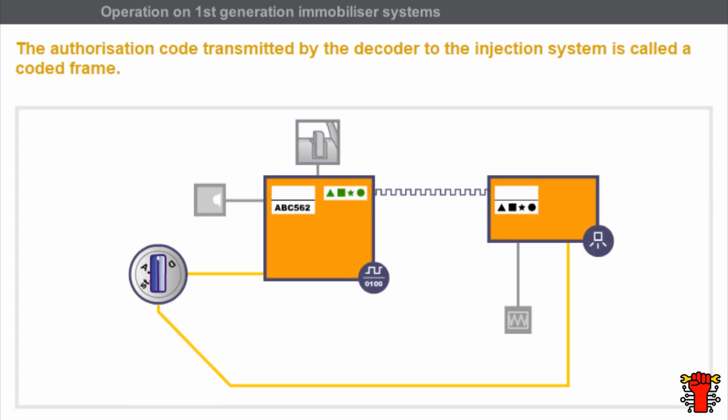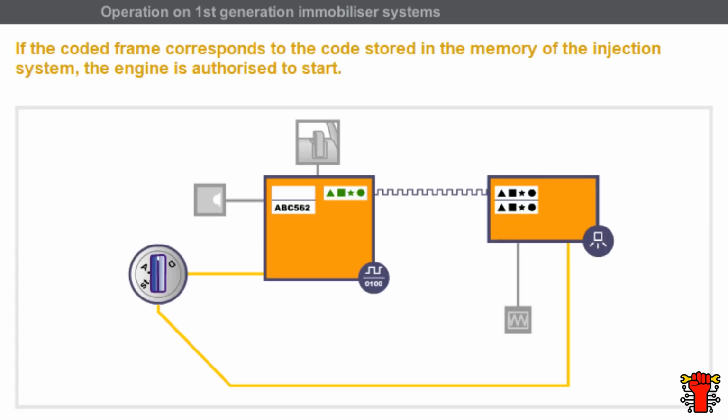When the ignition is switched on, the authorization code calculated by the decoder is transmitted as an electrical signal to the injection system. This electrical authorization signal is called a coded frame. The injection system receives the coded frame. The coded frame is analyzed and compared to the code stored in the memory of the injection system. If the injection system recognizes the code, it unlocks and authorizes the engine to start.